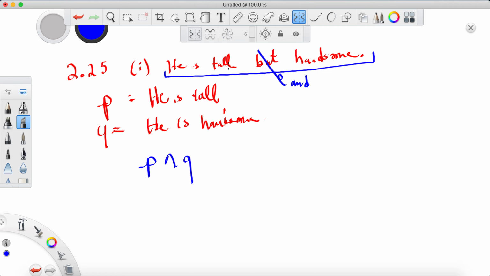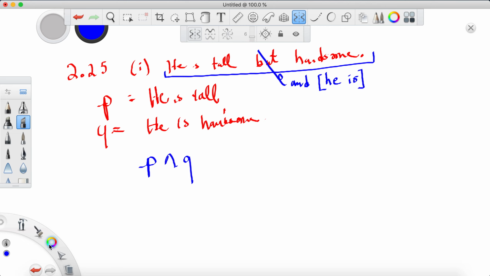And when you say he is tall and handsome, that is the same thing as saying he is tall and he is handsome. So you can put a little bracket here and write that in, he is. And that's just because P and Q is true if and only if P and Q, right? They both have to be true.